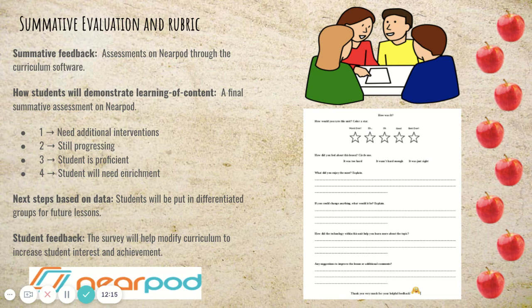Throughout the unit, students will complete a quiz and a summative assessment. If students score a 1 or a 2 on the summative assessment, that means they need some more guidance, and the teacher will provide extra work to help them to master the standard. If a student receives a score of a 3 or a 4, they are proficient or have already mastered the standard and will need some enrichment activities.